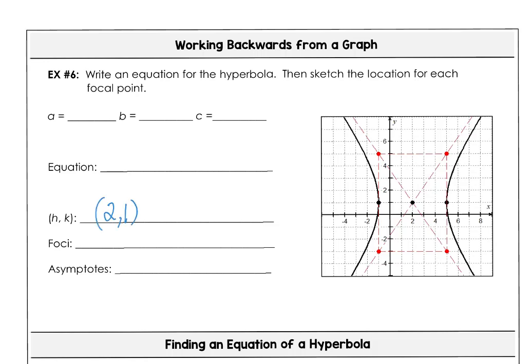And we can determine that the a value is 1, 2, 3. The a value is 3 and the b value is 1, 2, 3, 4.